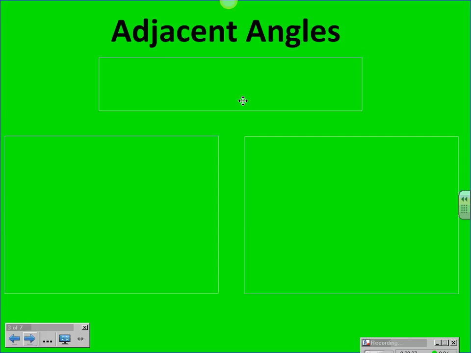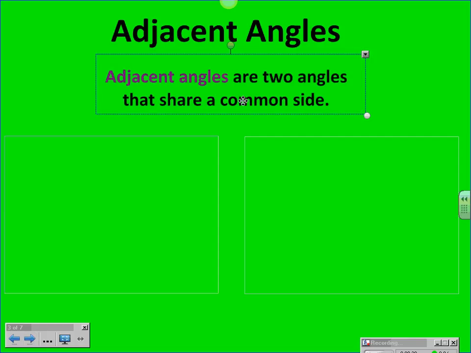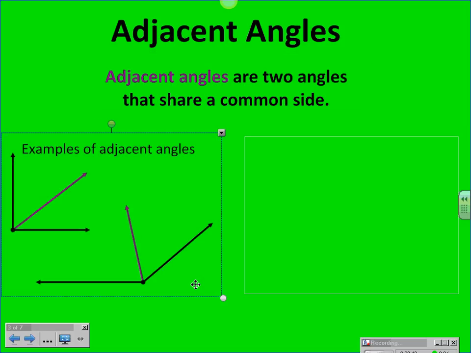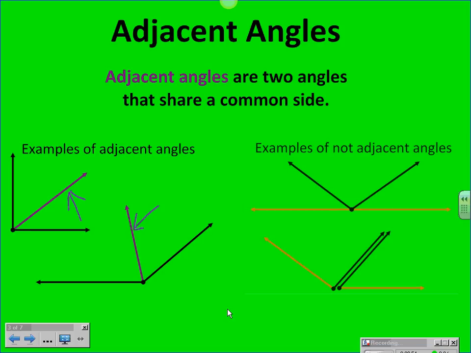Adjacent angles. Adjacent angles are two angles that share a common side. These are examples of adjacent angles because they share this common side. These are not examples of adjacent angles because they are either two separate angles or just don't match up.